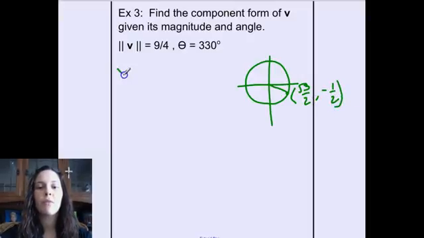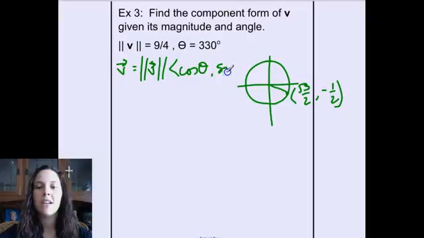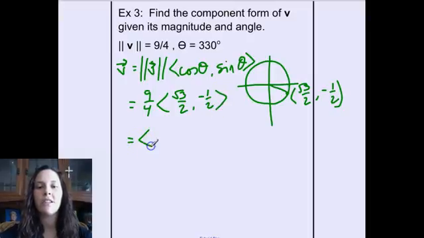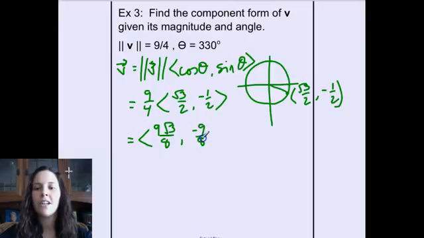Component form for vector v will be the magnitude of v times ⟨cosine of theta, sine of theta⟩. Magnitude of vector v is 9/4. Cosine of theta we just found to be square root of 3 over 2. Sine is -1/2. Distributing that 9/4 will give us our component form in its entirety. We have 9 times the square root of 3 over 8 and -9/8.